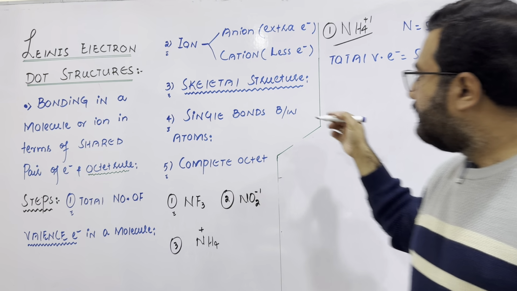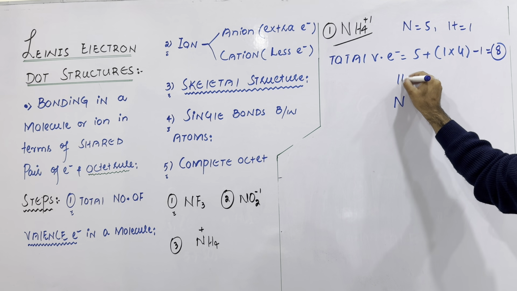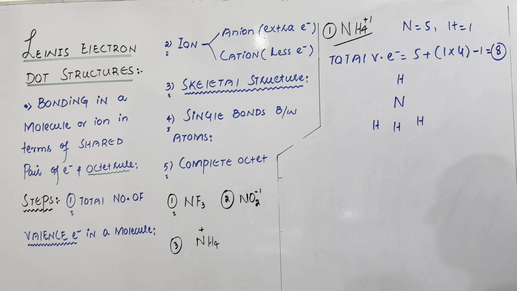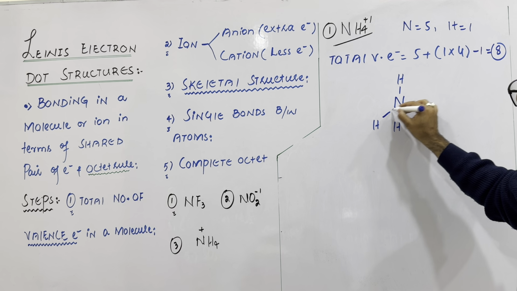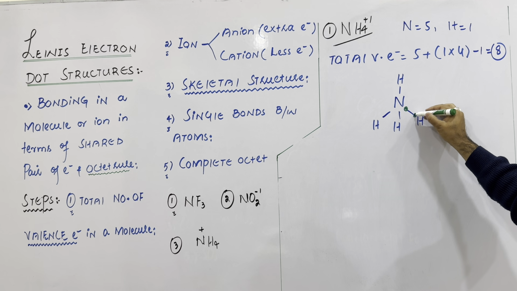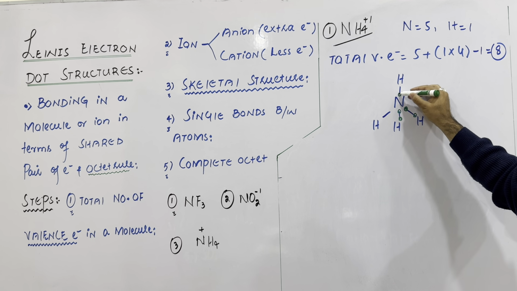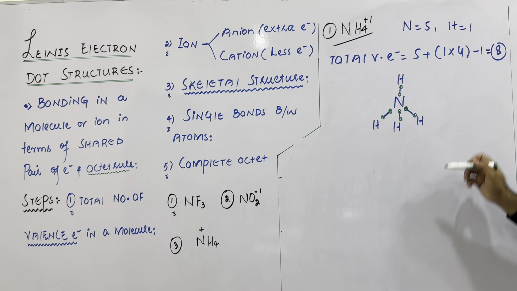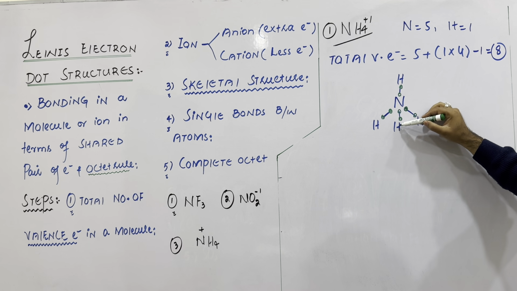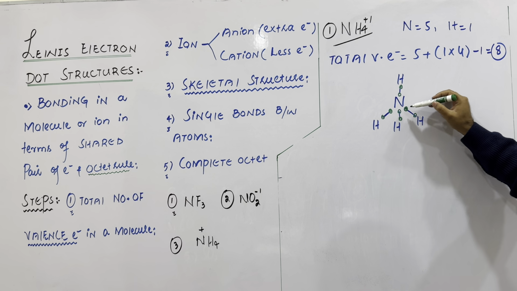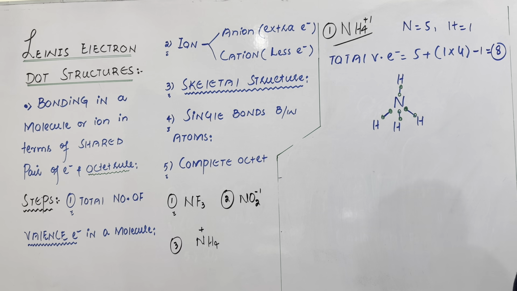After calculating the valence electrons, write down the skeletal structure N, H, H, H, H. Now, my dear students, join these atoms through single bonds and then show the number of bond pairs: 1, 2, 3, and 4 bond pairs. The duplet of all hydrogens is completed. Each has 2 electrons, 2, 2, and 2. The hydrogens' duplet is complete. What about the nitrogen? Nitrogen has 1, 2, 3, 4, 5, 6, 7, 8. Octet is also completed. So that was very simple actually.